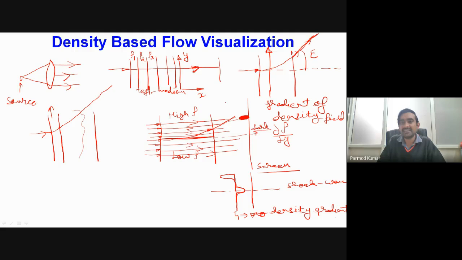Okay, as I have already told you, we will have this deflection in the incident light wave. So we can either measure this angle, or in some measurement techniques we can measure this deflection distance, the displacement that has taken place.